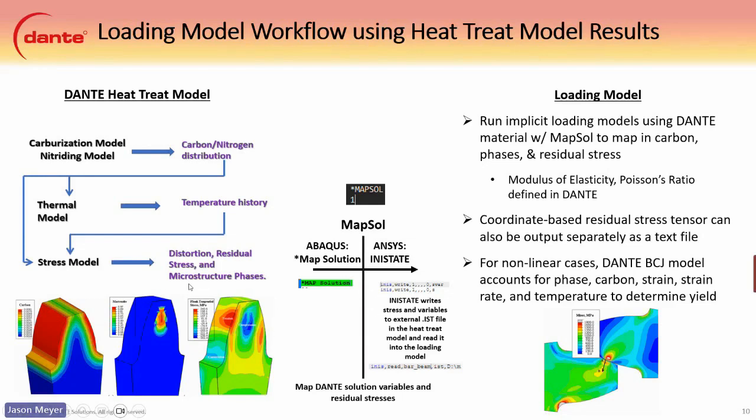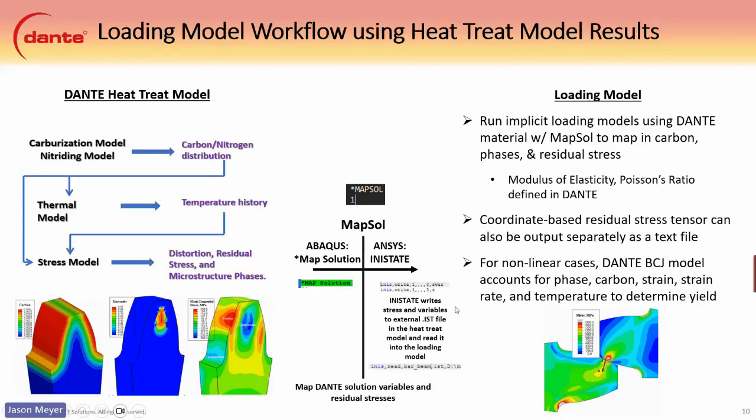Now, once we get that distortion, residual stress, and microstructural phases, we have to map them in, right? So we developed a keyword here for map sol. Anytime you finish your stress model and you want to move to a loading model, you just activate this flag in Dante, and then it is ready to go. Whether you're using Abaqus or Ansys, you can map the solutions and the solution-dependent variables to the models. In Abaqus, it's a little more straightforward. You just use the *MAP SOLUTION keyword. And for Ansys, we use an initial state, or INISTATE, command.